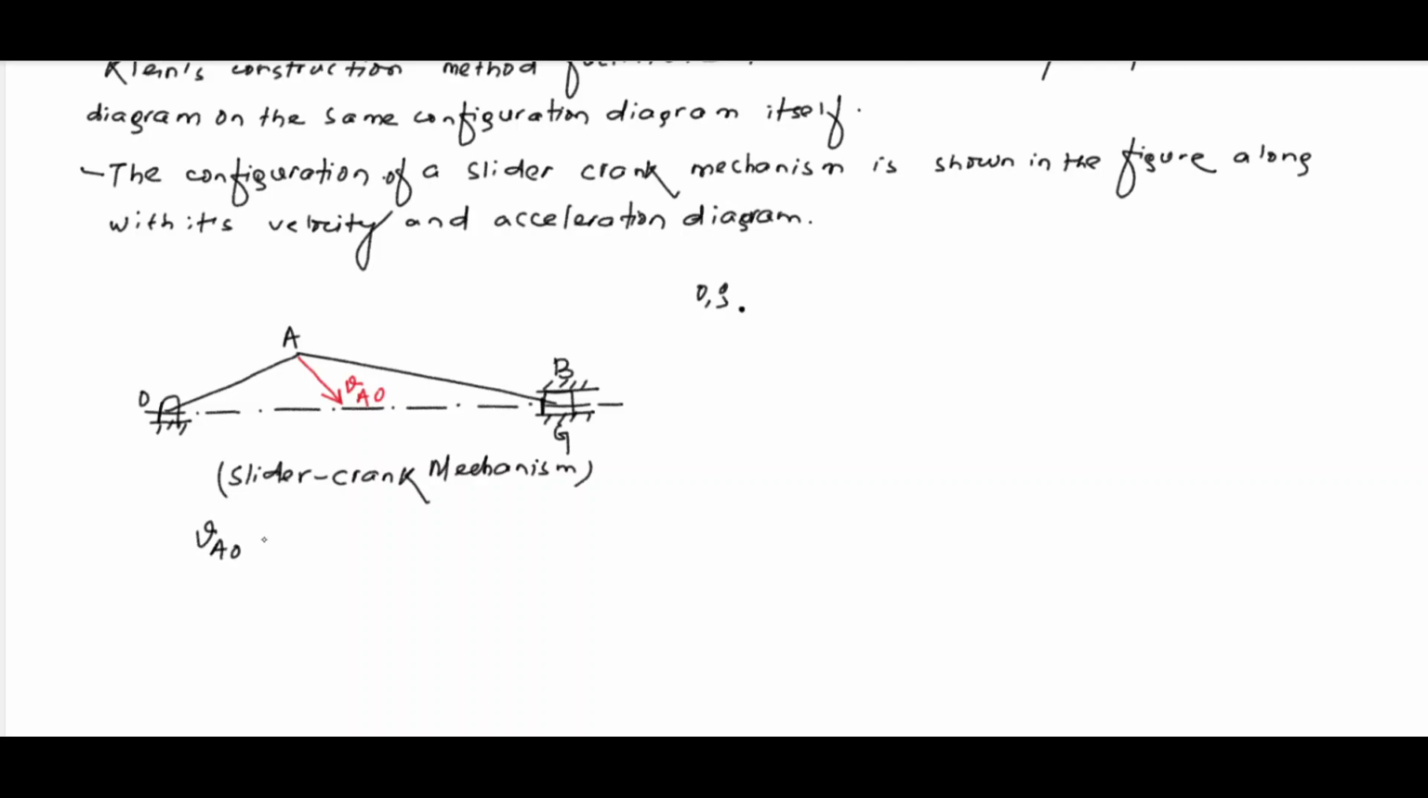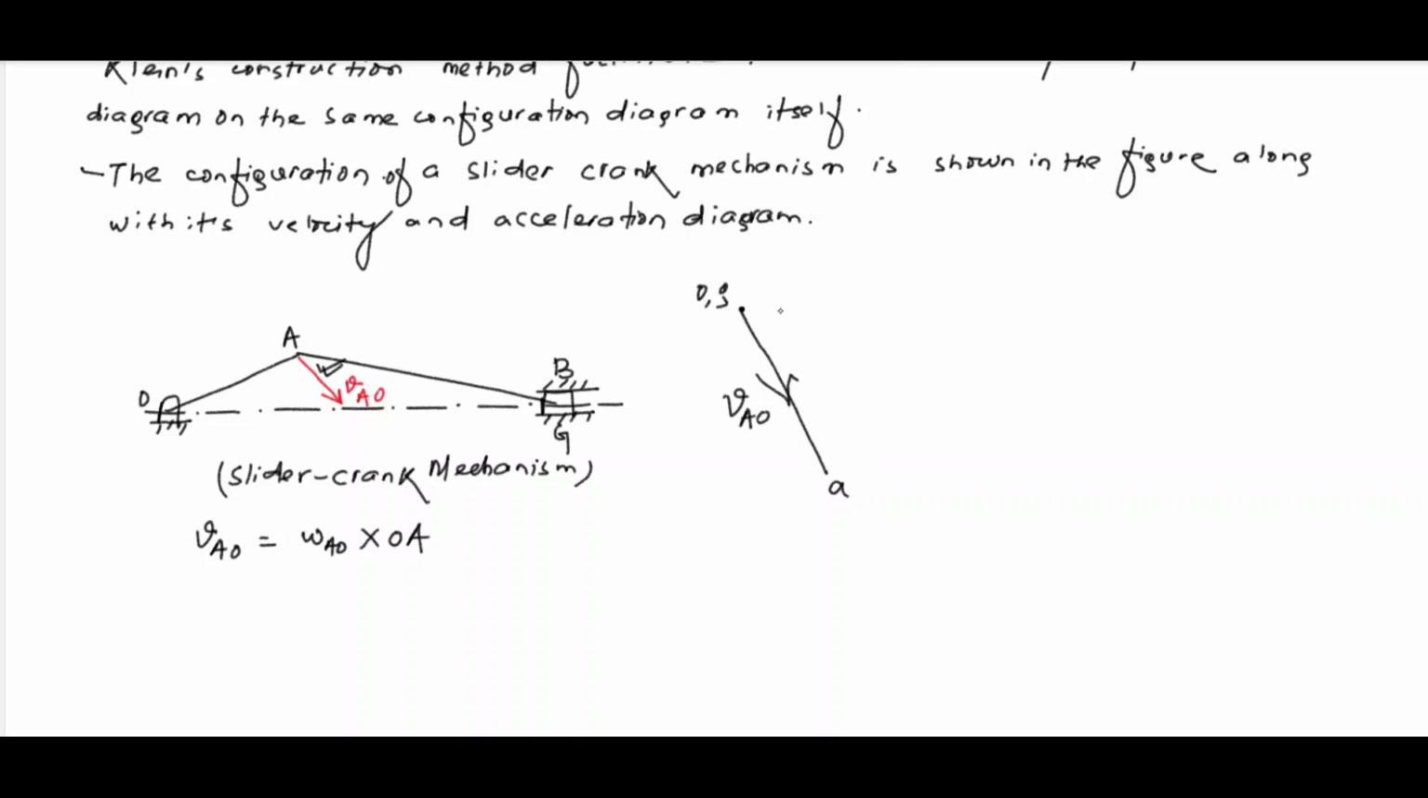Okay, so this VAO will be basically the angular velocity multiplied with the crank length, that is OA. So we'll get the magnitude, and direction we know it is normal to the crank. Okay, so here you first take a point OG. From there you draw a line which is parallel to this VAO over here. So this is VAO line, and you'll get this point A over here. Okay, because we know the magnitude, so with some suitable scale you can draw this OA line, OA vector.